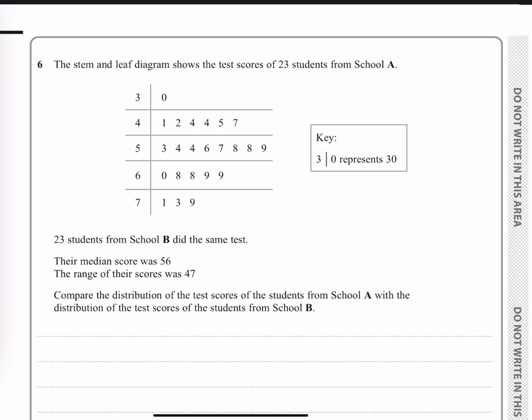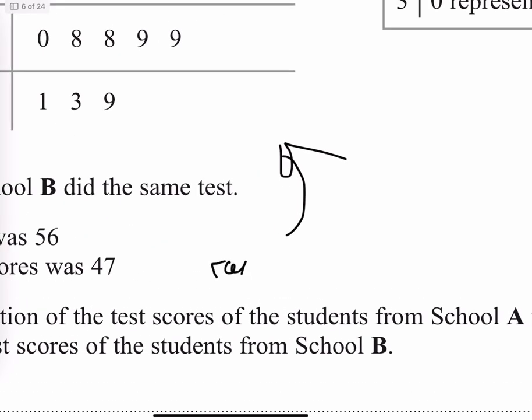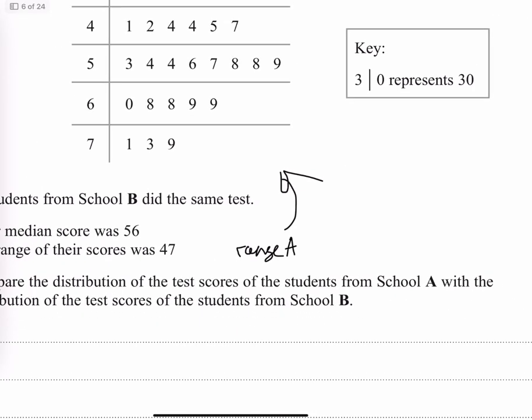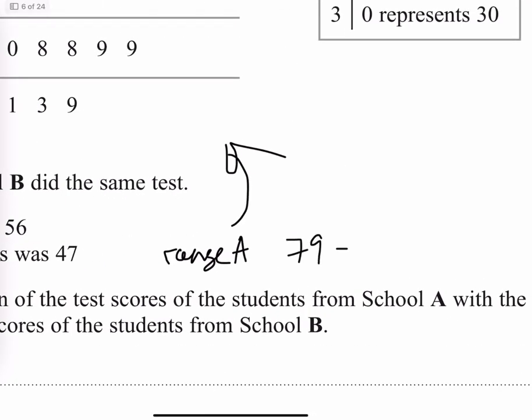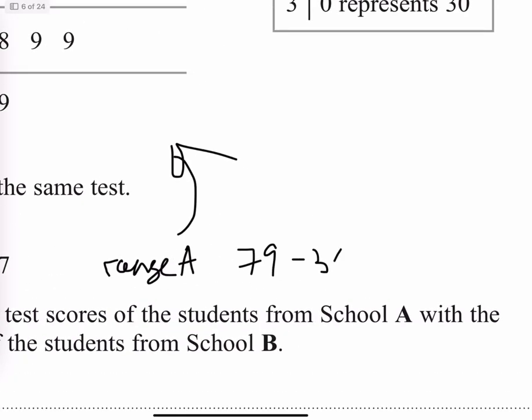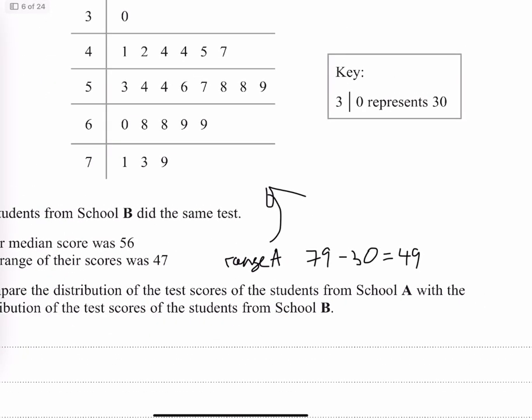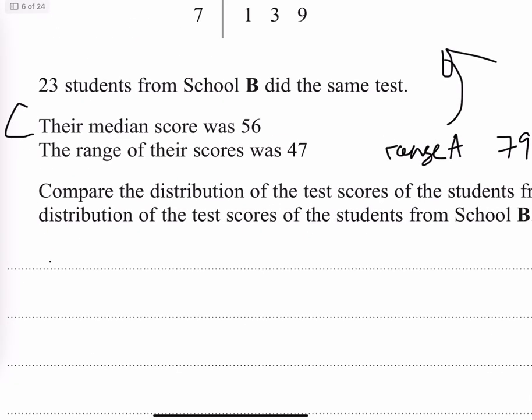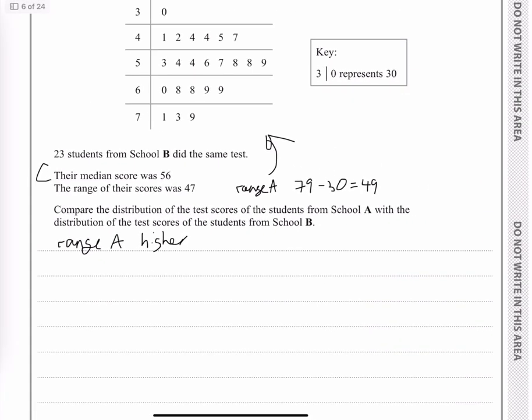So we want to basically compare school A with school B. So this is the data we've got about school B, so we want that same data from school A. So first things first, let's work out the range of A. Well, the range was from 79, that's our highest, to 30, which was our lowest, which gives us 49 range. So our range of A is slightly higher. So there's a bigger distribution, essentially.